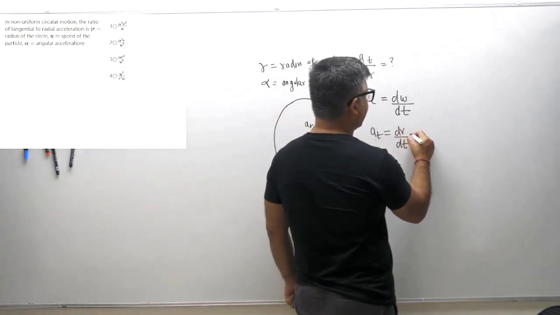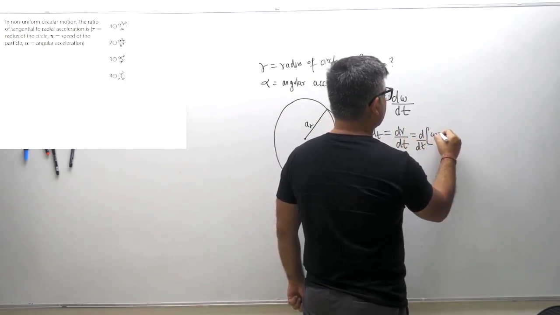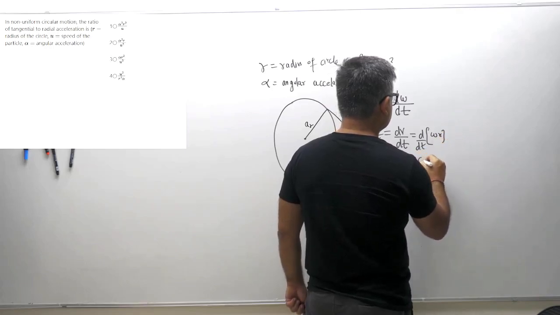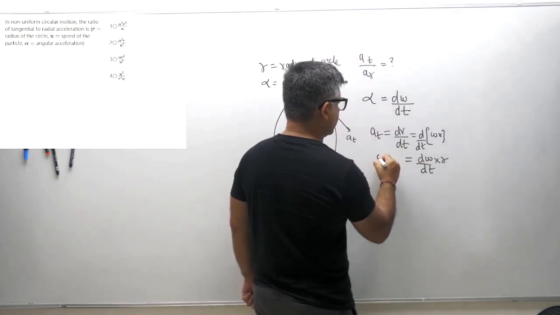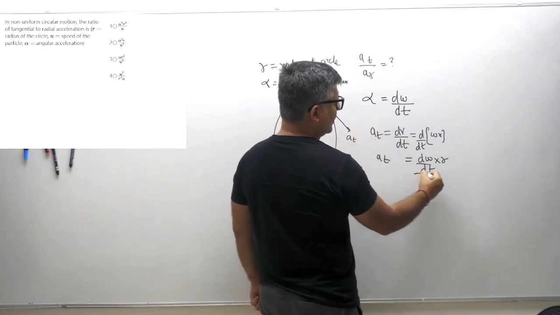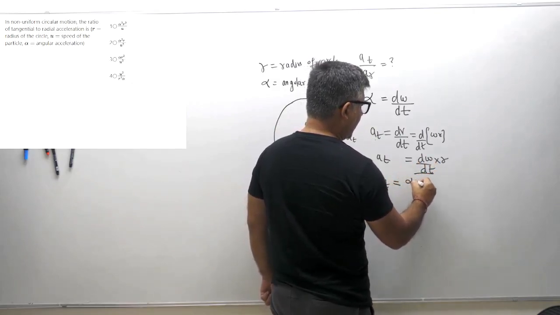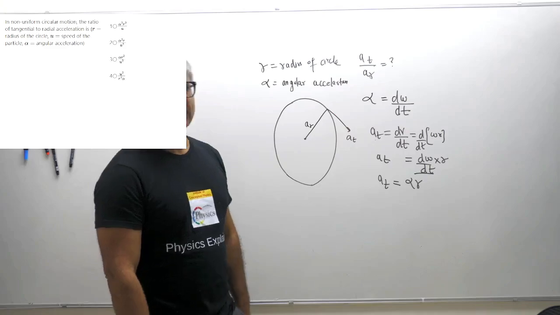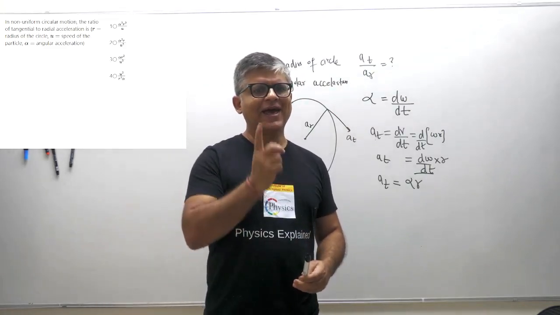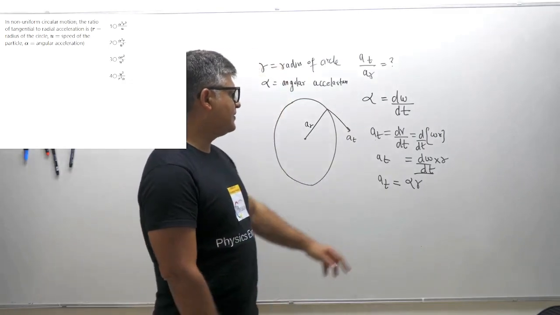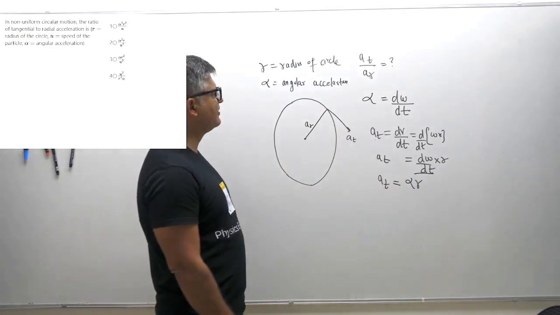I can write AT as d by dt of v. V is equal to omega r, right? So this will become d omega by dt into r. This is your AT. And what is d omega by dt? So AT can be expressed as alpha r. This is the first thing you should know. In a non-uniform circular motion, this is the way you link angular acceleration and the tangential acceleration with this expression.